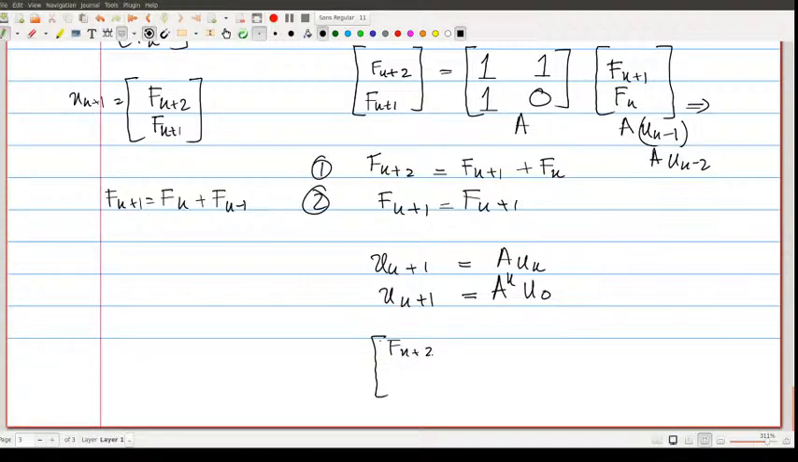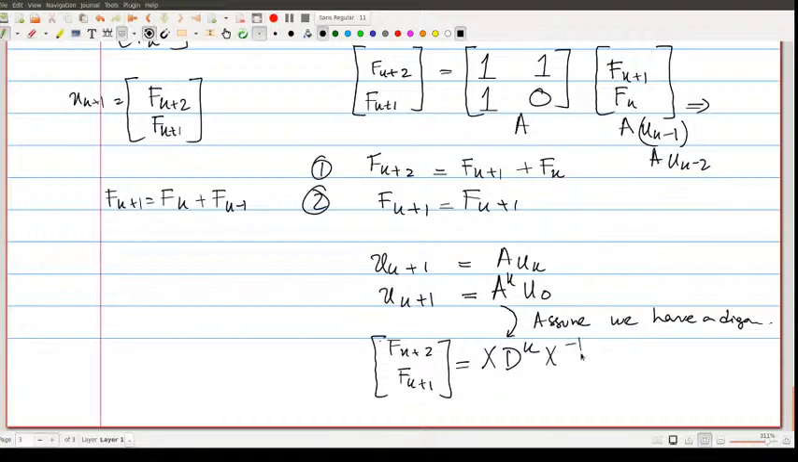(F_{k+2}, F_{k+1}) is going to be equal to, assuming that I can find a diagonalization of this, let's say we assume we have a diagonalization, then I can write this as X D^k X^{-1}, and then the original numbers, which were what? Which were 1 and 0, right?